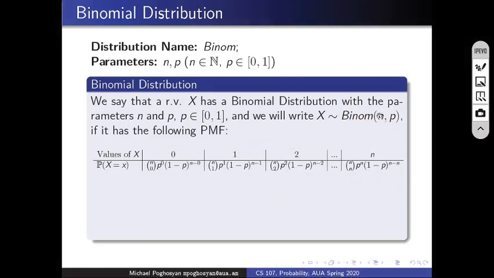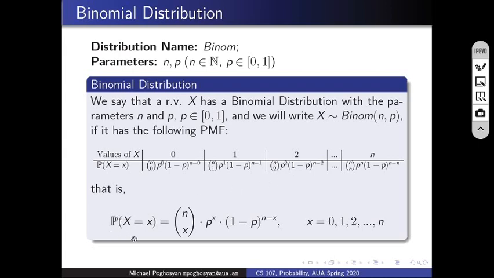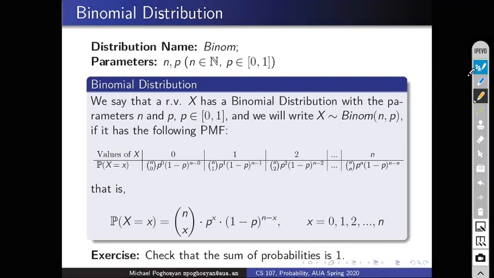So continuing this definition, our PMF can be written in this form. I was just writing with k, and here it is written with x. As an exercise, you can check that the sum of all these probabilities will give 1, and you will use the binomial formula for that. That's why this distribution is called binomial distribution. So let's move forward.